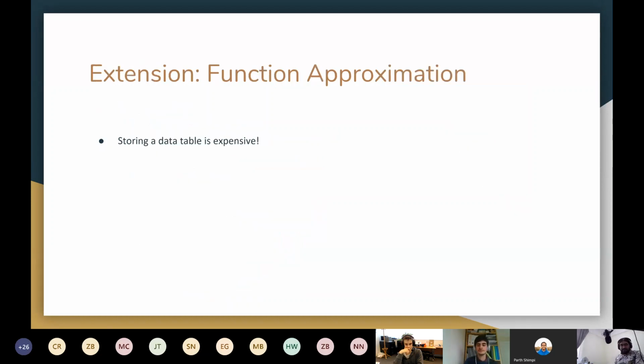And so one solution to this is this idea of function approximation. We really don't want to store a massive data table. What we'd like to do is have some much simpler function that we can parameterize with many fewer variables that can try to approximate a data table, where you give the function a state action pair, and it outputs what it thinks the quality of that state action pair is.